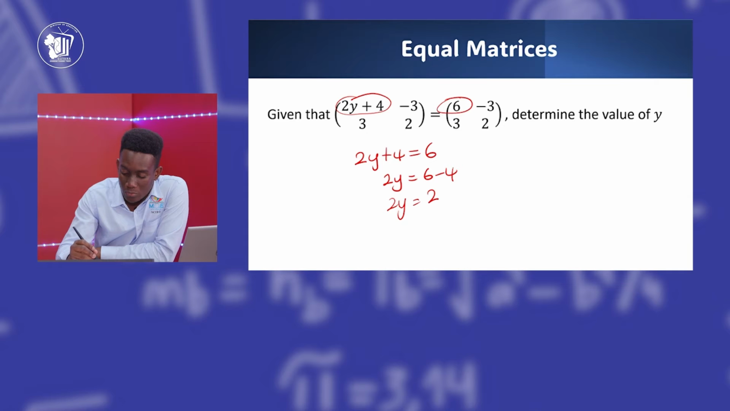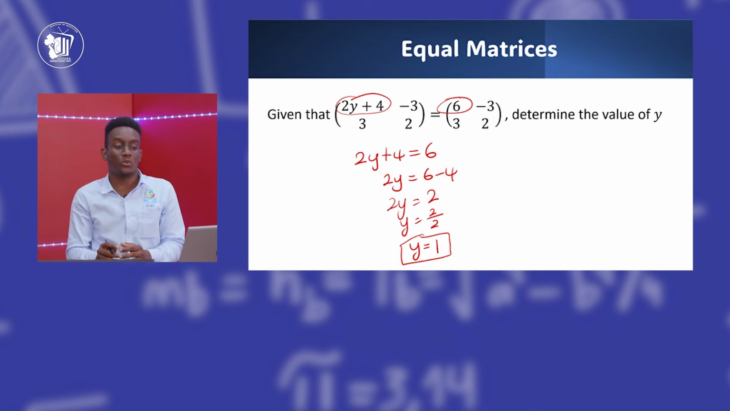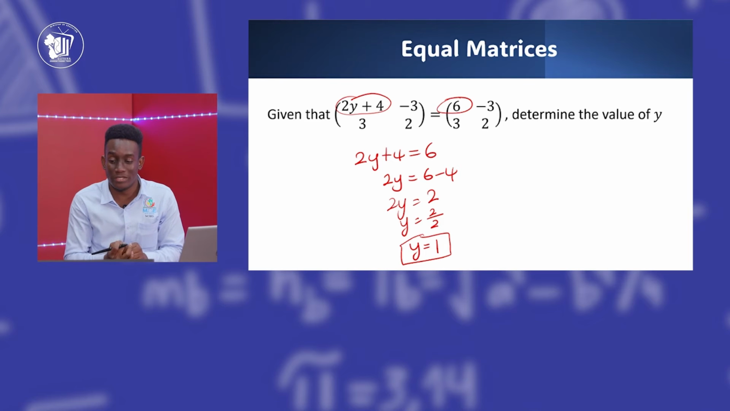This 2 is multiplying the y, so when we take it over, it will divide. So y is equal to 2 divided by 2, hence y is equal to 1. The value of y is equal to 1. And that is how we use the concept of equal matrices to answer questions. Now let's move on to another example.